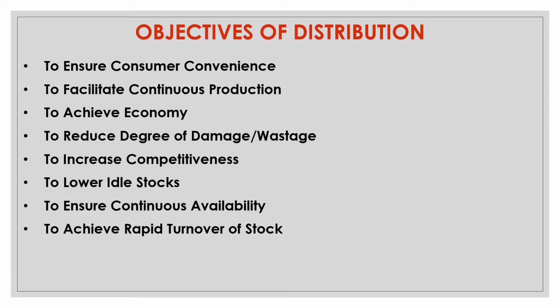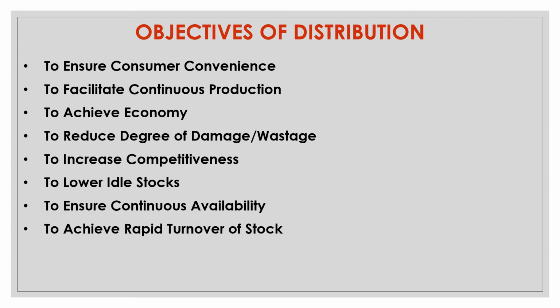Facilitate continuous production. Distribution is very necessary for getting the turnover, getting sales. If products are not transported to different retail outlets, the products will not be available and the consumers cannot buy. So when goods are turning over, production will be continuous and products will move to the market and be sold. They will generate sales revenue. So distribution is necessary for continuous production. Otherwise, without distribution, products will pile up and become idle.